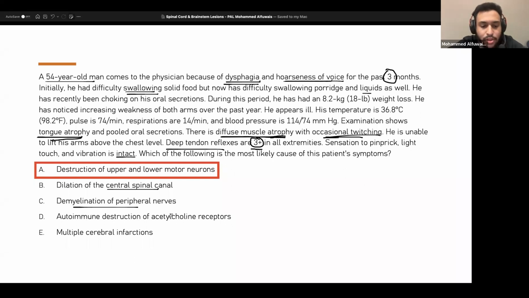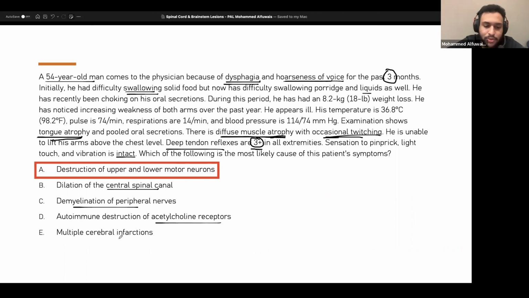Another thing is autoimmune destruction of acetylcholine receptors. This happens in, for example, myasthenia gravis. The presentation is completely different than myasthenia gravis. It's a disease that progresses throughout the day. Okay, so you'll have the patient who has fatigue as they go through the day, and they also have involvement of the eye muscles, for example.